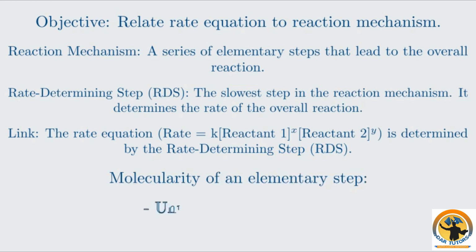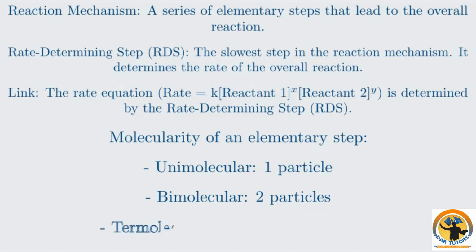Another term you need to know is molecularity. The molecularity of an elementary step is the number of reacting particles taking part in that step. If one molecule reacts, it's unimolecular. If 2 molecules react, it's bimolecular. If 3 molecules react, it's termolecular. Termolecular steps are rare because they require a 3-body collision, which is statistically improbable.